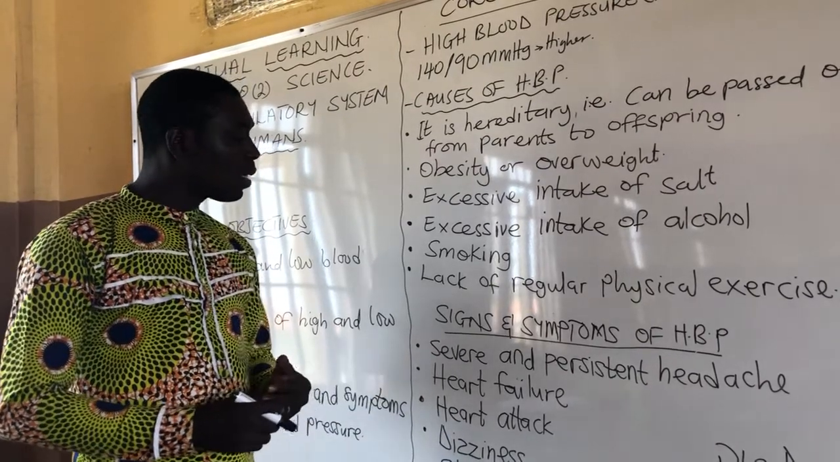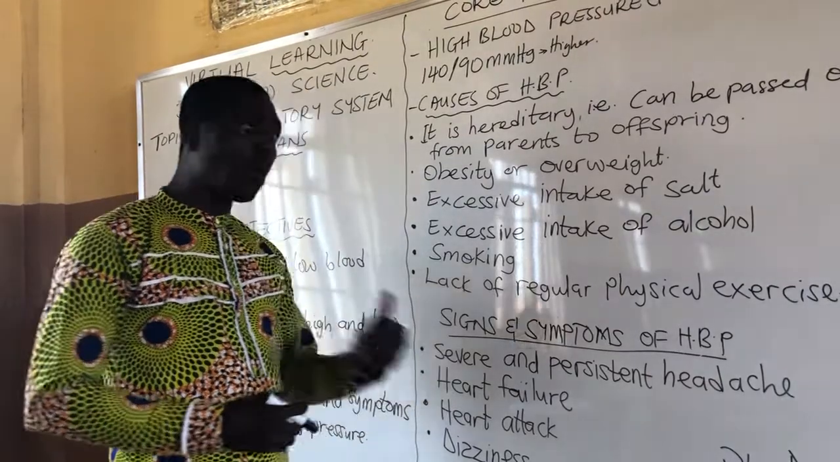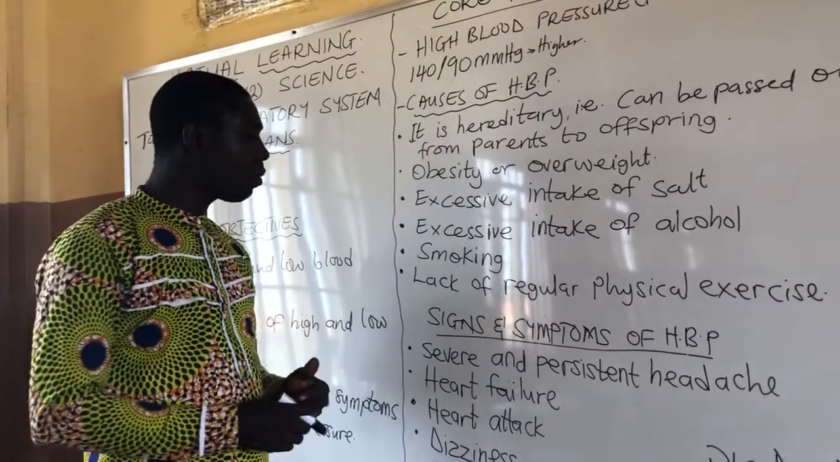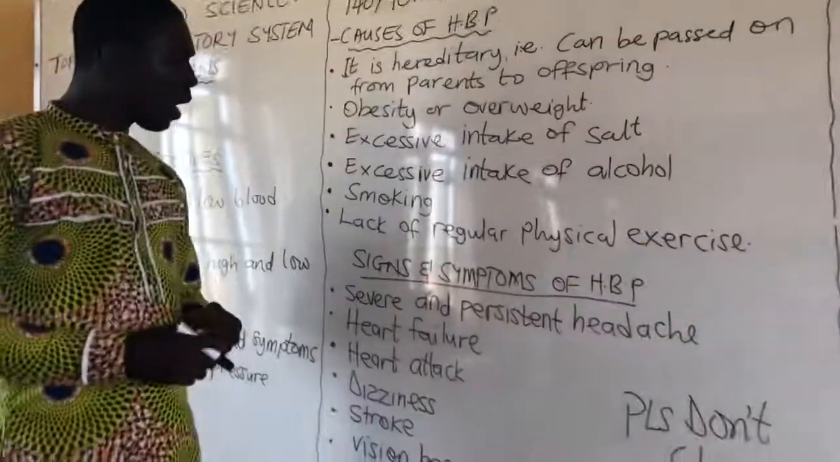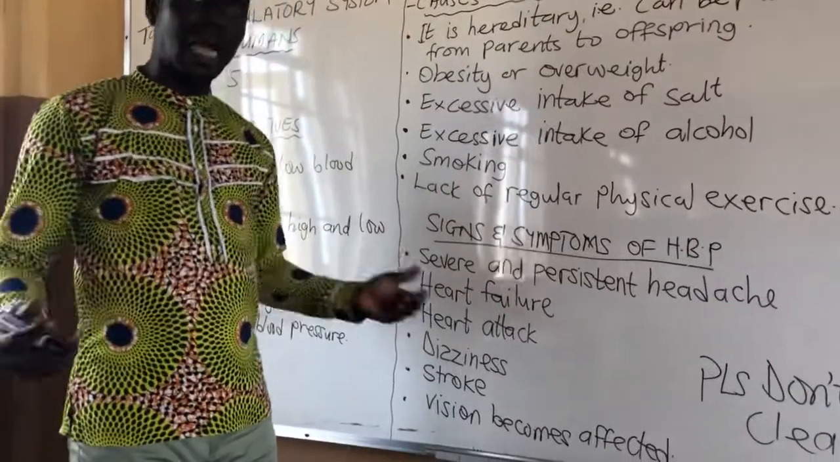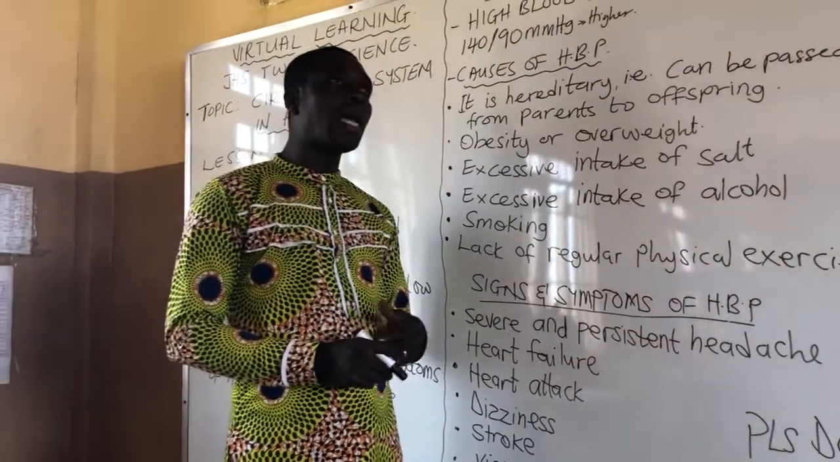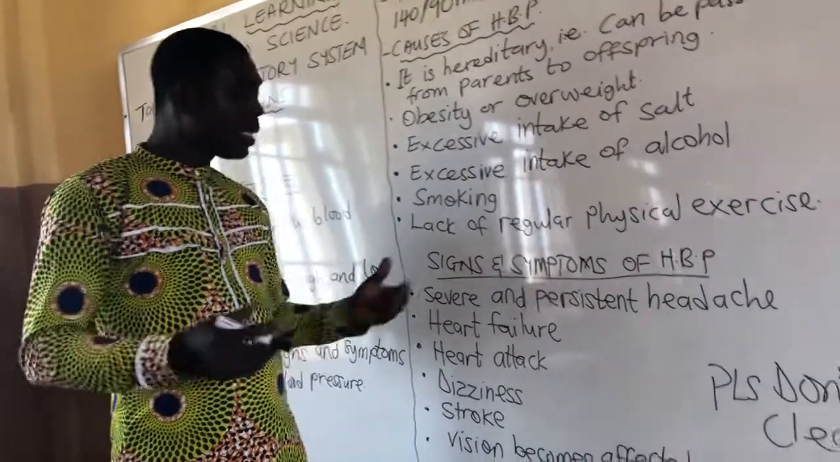And number 2 is heart failure. When the heart fails to pump or to work, that is another symptom of high blood pressure. We also have another symptom, which is heart attack. A heart attack is a sudden stop of the heart from pumping, and this can easily kill you.